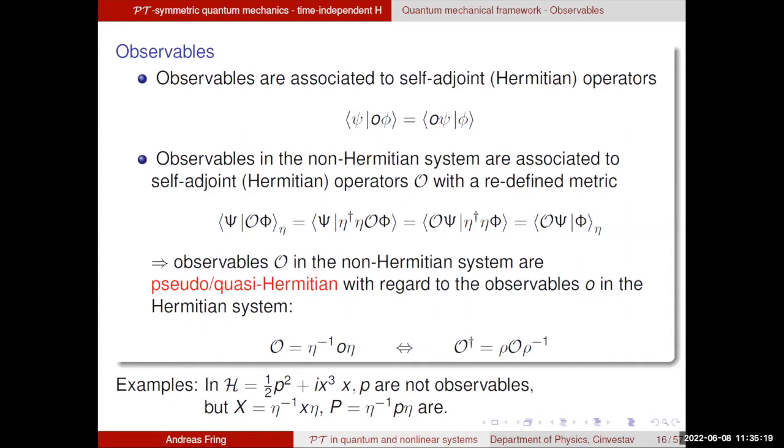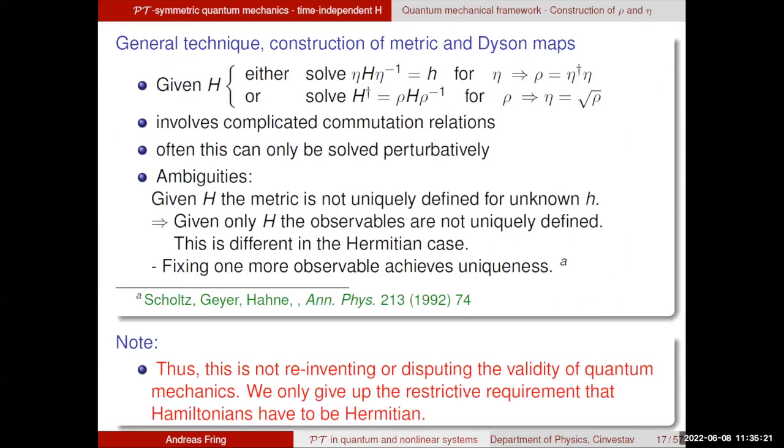There's a way to make it unique, and that's already done in this paper. They already thought about it, and noticed the date, 1992, before the Bender-Boettcher paper. They already noticed this ambiguity. There's lots they did not understand, but this aspect about the uniqueness they understood. You can make it unique by picking another observable. If you say, I want this operator to be an observable beside my Hamiltonian, or any two, then your metric is unique. That's the way to make it unique.